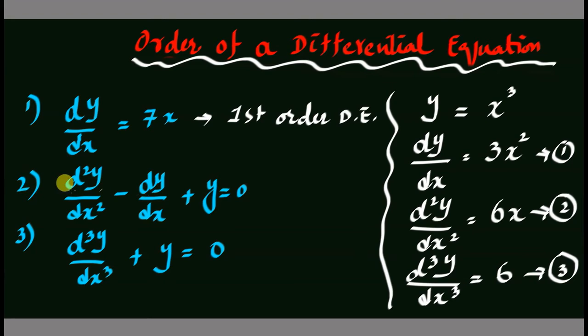In the second example, you can see the first order derivative and second order derivative both are in the equation. But what will be the order of this differential equation? The highest order derivative that is involved in this equation is 2. So that's why this will be called the second order differential equation.